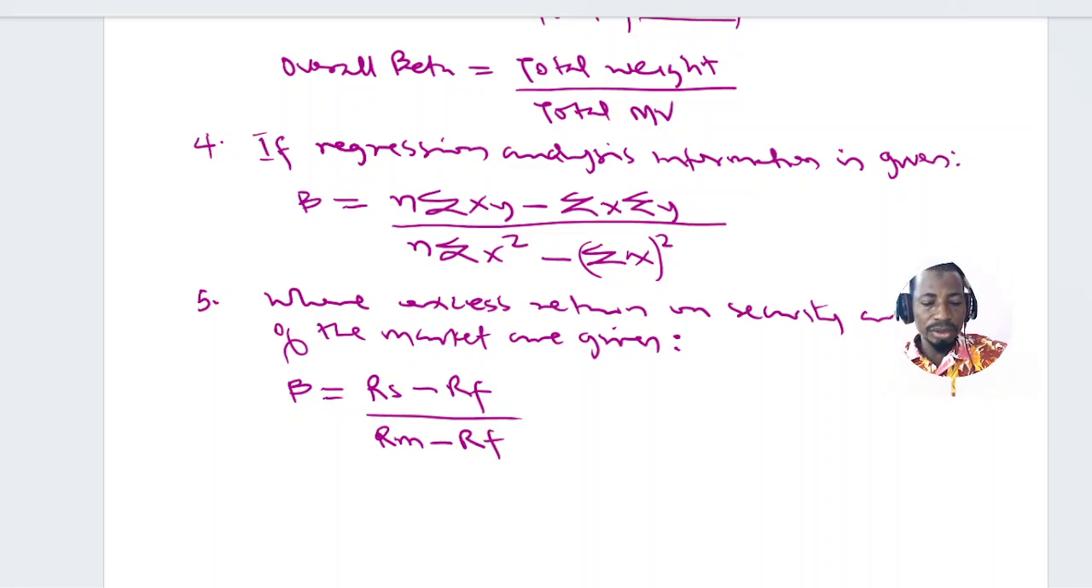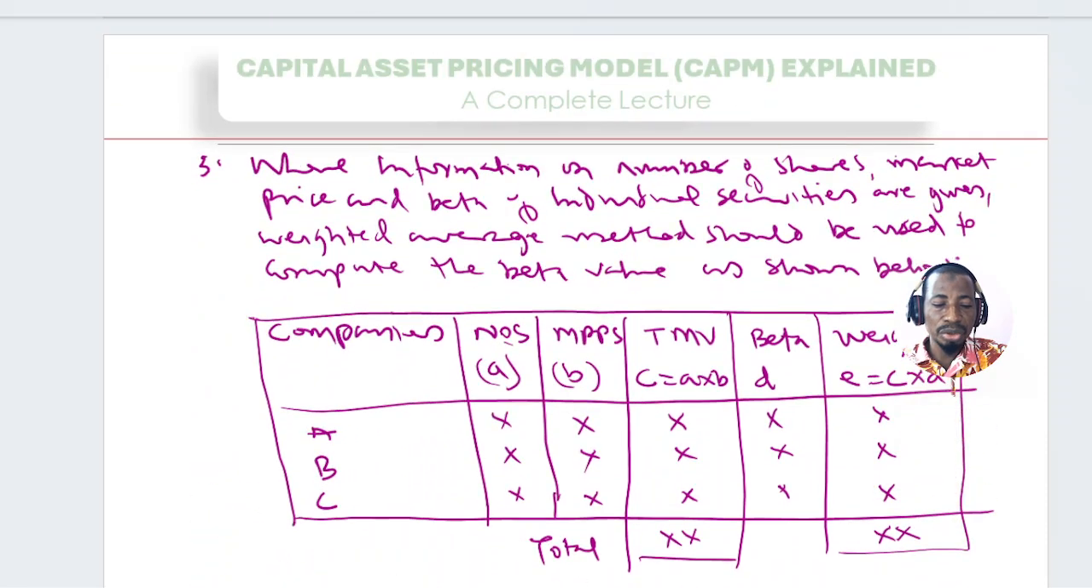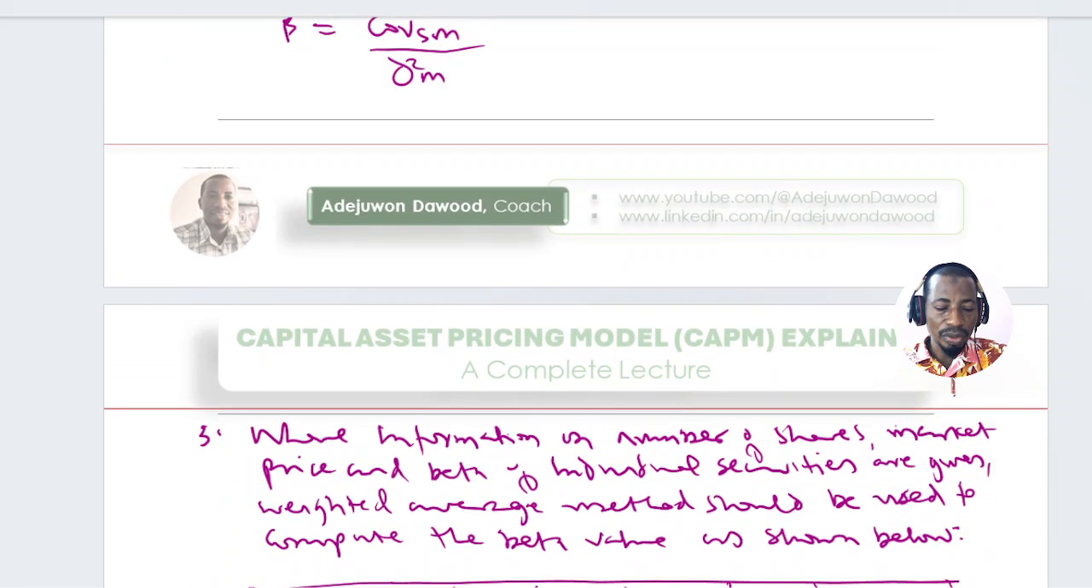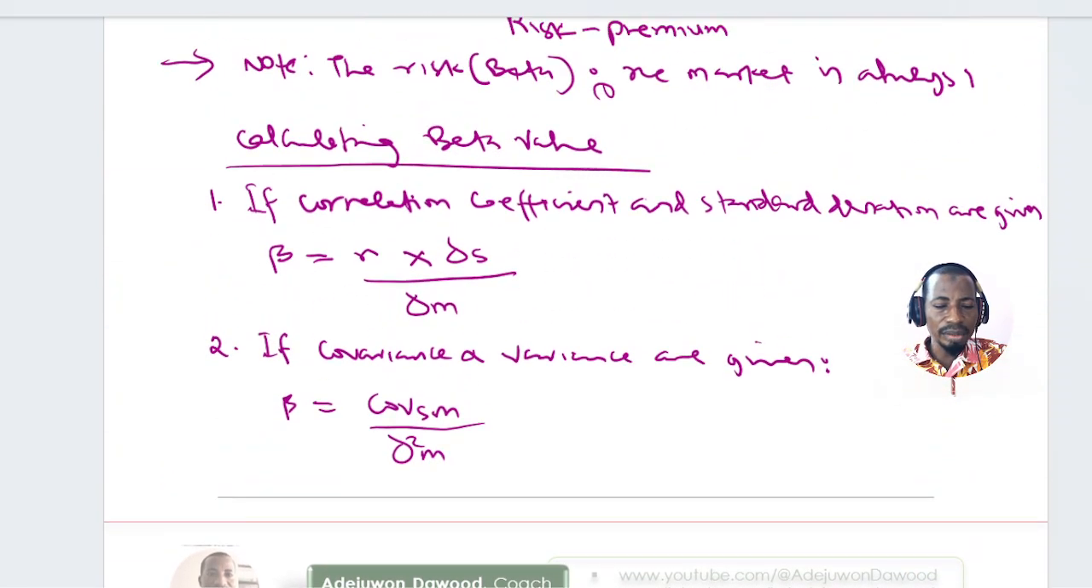So these are all the 5 formulas that can be used to compute beta value, whatever the available information you have, because the information you are given in the question will tell you the direction or the formula to use. Okay.